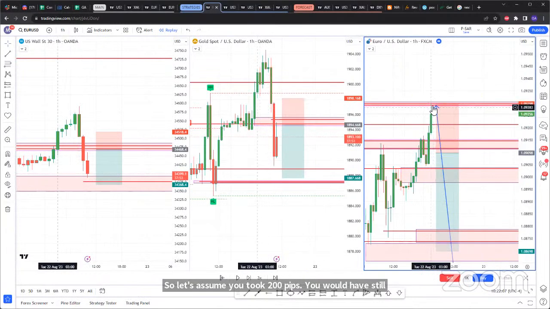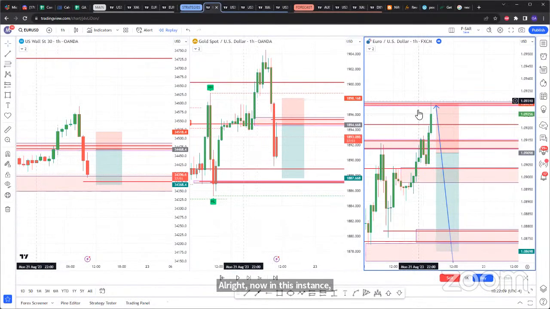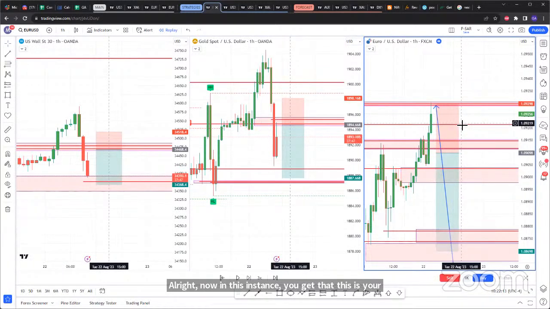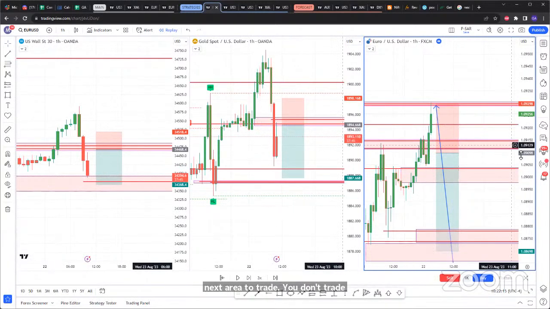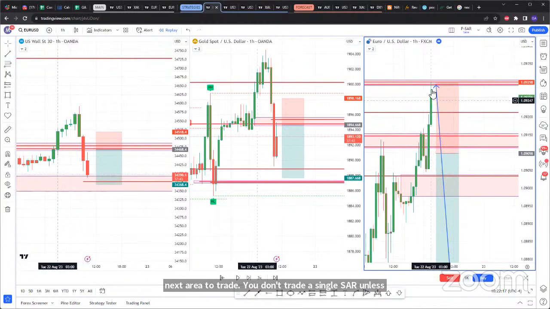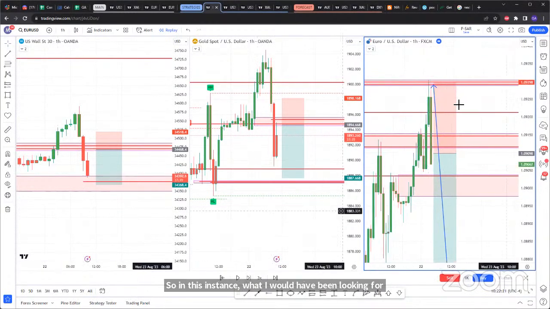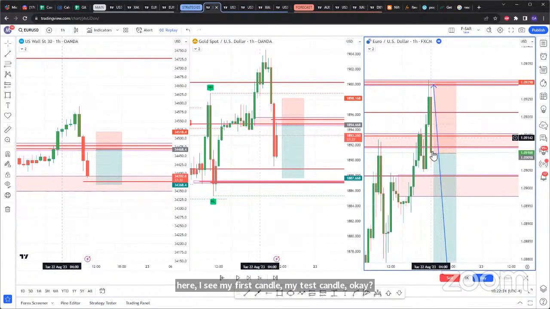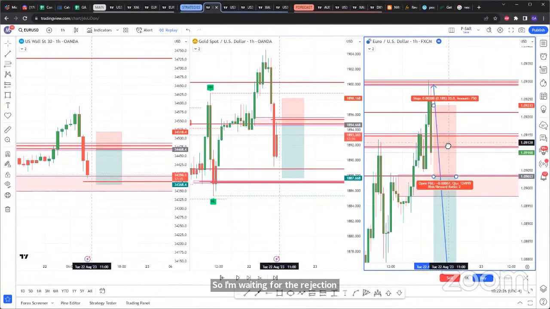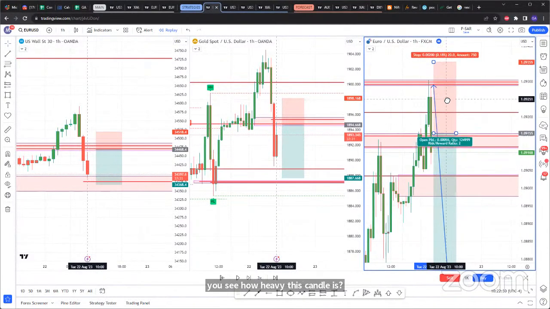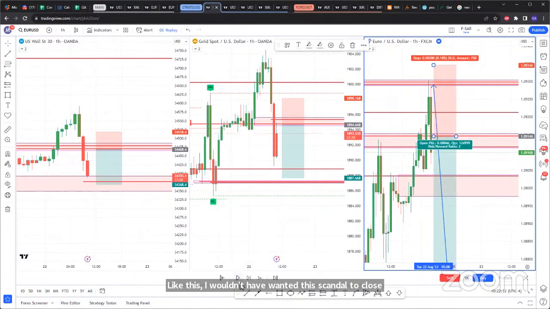All right, now in this instance, you get that this is your next area to trade. You don't trade a single SAR unless you've backtested and found entries for it. So in this instance, what I would have been looking for here, I see my first candle, my test candle, okay? So I'm waiting for the rejection candle. Keep in mind, you see how heavy this candle is? I wouldn't have wanted this candle to close here. I want this candle to close somewhere where my stop loss allows me to be above that zone.